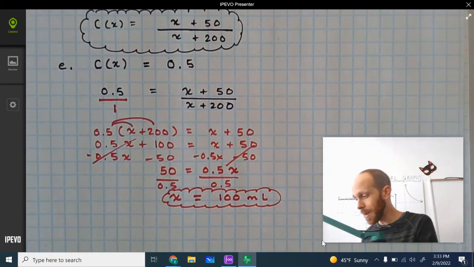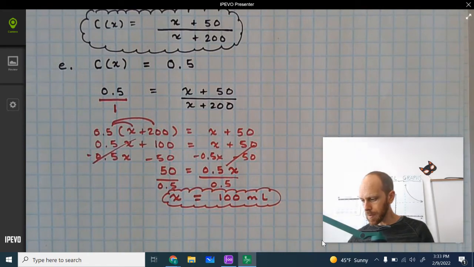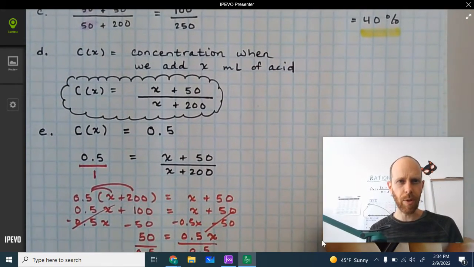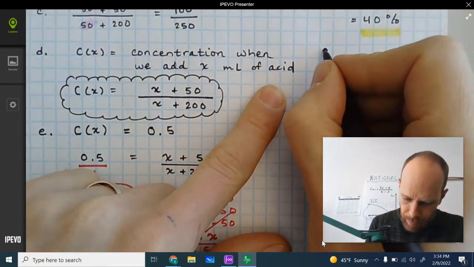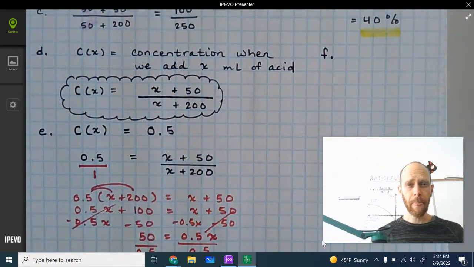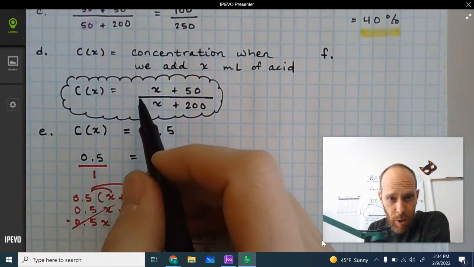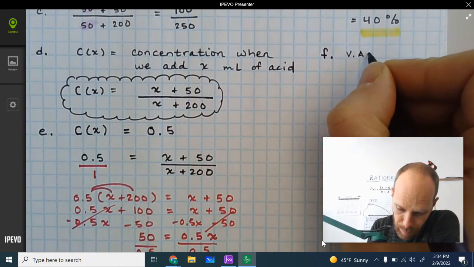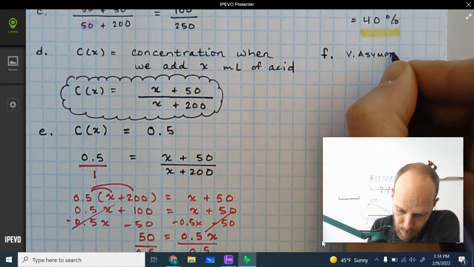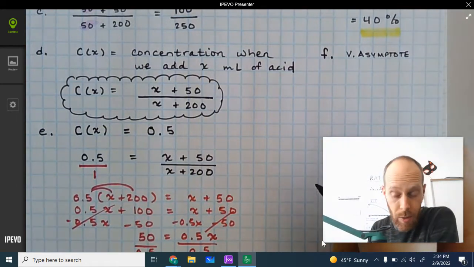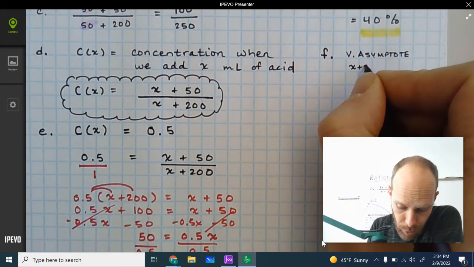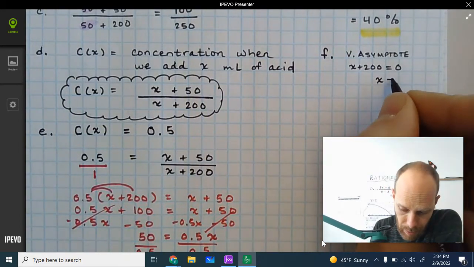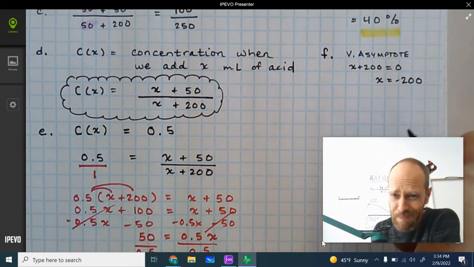Okay, cool. All right. Next thing. F asks us to state the asymptotes of this function. I think it might be easier if I just write this work up here. So we're looking at the concentration equation. First, it's going to have a vertical asymptote anywhere that the denominator is 0. So when x plus 200 is equal to 0. And that would occur at x is equal to negative 200.